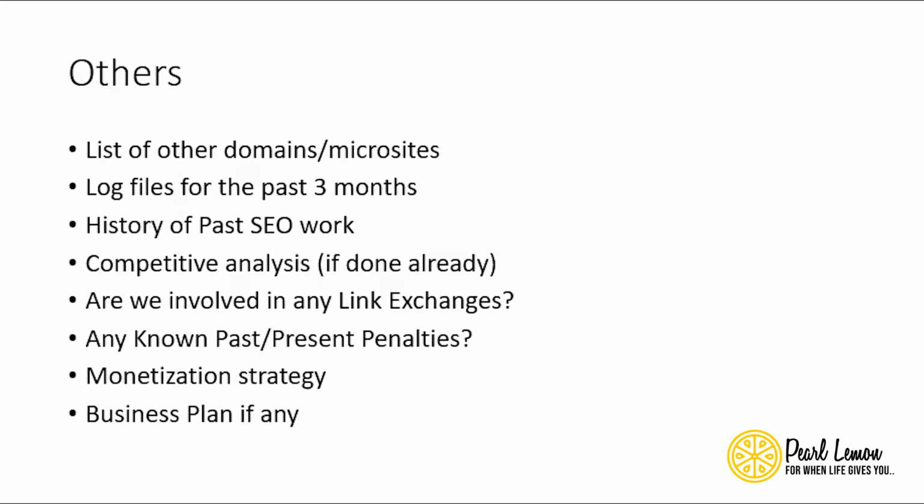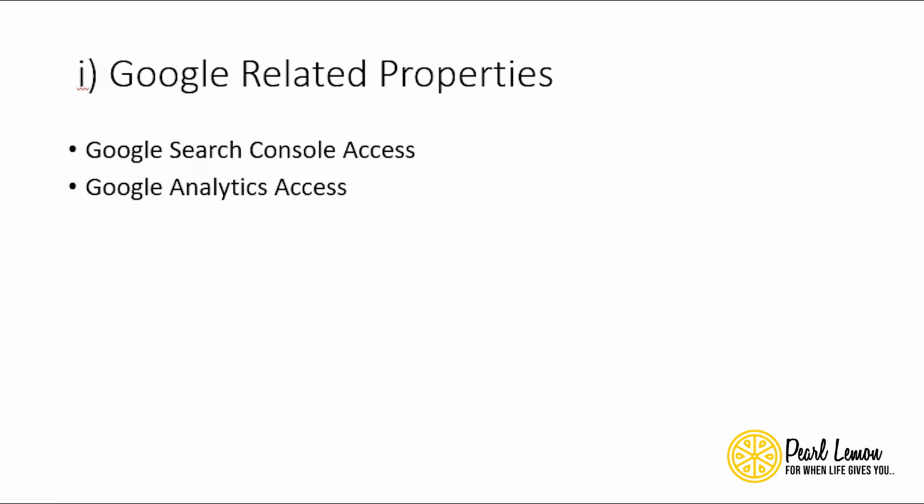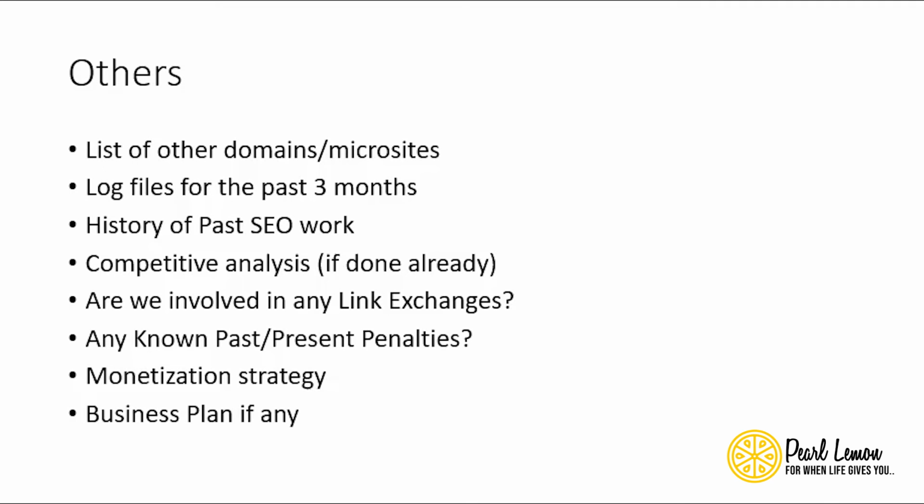So that's it for the first step. We discussed that we need two types of information. One is Google related properties like Google Search Console access and Google Analytics access. We will need full access to those two kinds of properties. And other information we need is a list of other domains, log files for the past 3 months, or we can ask for the past 6 months as well, history of past SEO work, competitive analysis if done already, whether we are involved in any link exchanges, any known past or present penalties, monetization strategies, and a business plan if they have any.